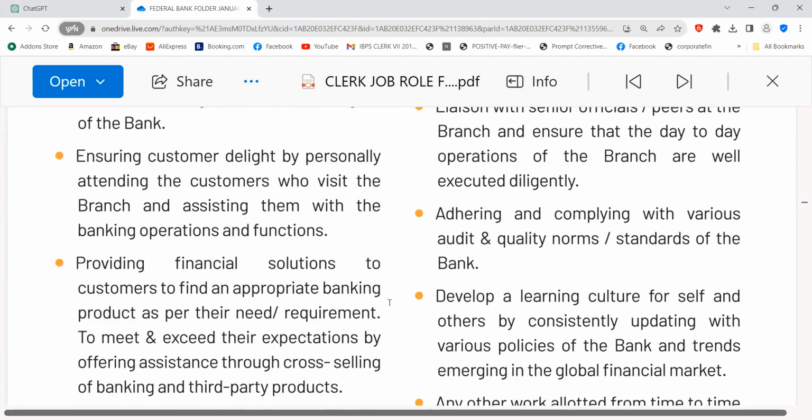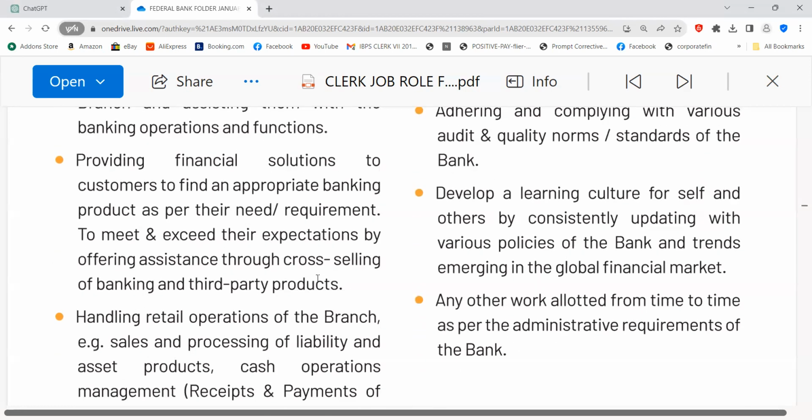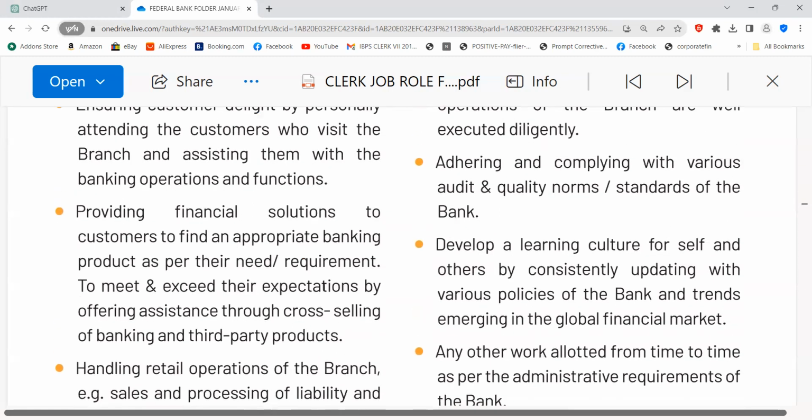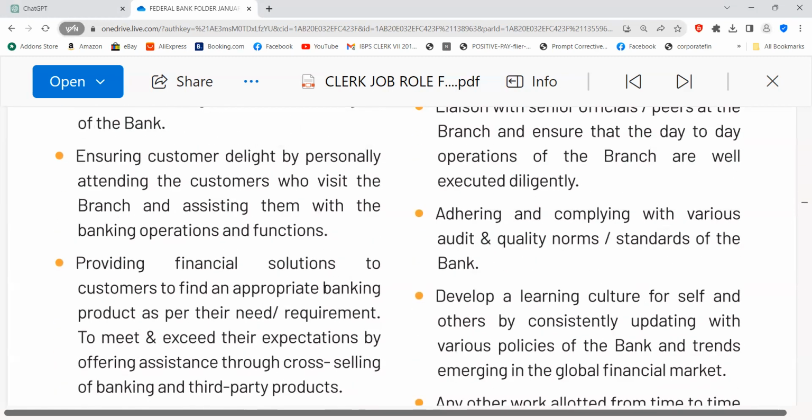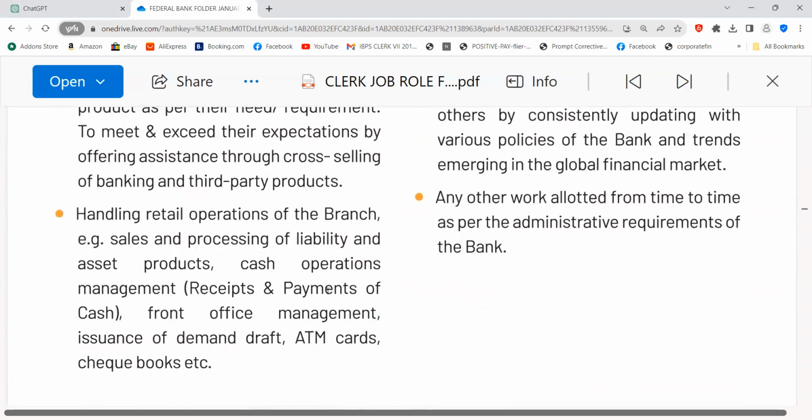Ensuring customer delight by personally attending the customers who visit the branch and assisting them with banking operations and functions. Providing financial solutions to the customer to find an appropriate banking product as per their need and requirement, to meet and exceed their expectation by offering assistance through cross-selling of banking and third-party products. Very good. Next, Akshay.